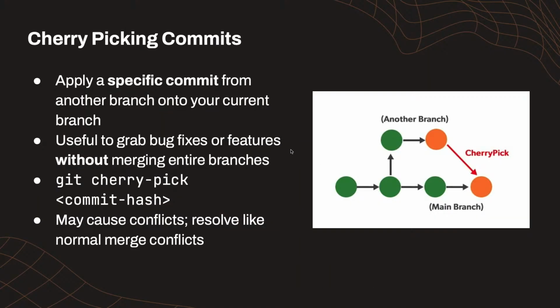And there's also another way, you can cherry pick certain commits. So you can apply a specific commit based on the commit ID from another branch onto your current working branch. So it's useful for grabbing bug fixes or features without merging entire branches. So you can use the git cherry-pick command with the commit hash to do so. But it may cause conflicts. So yeah, you would have to resolve them like normal merge conflicts.